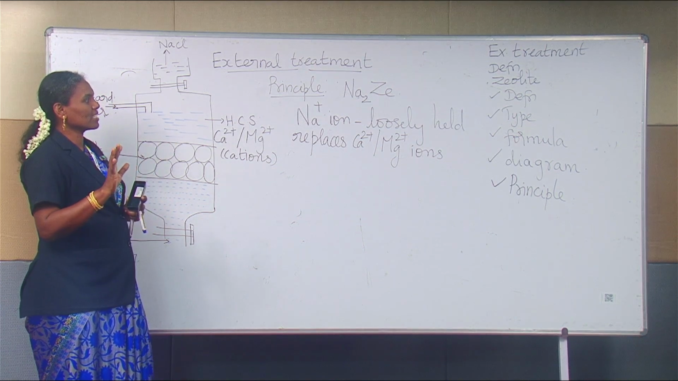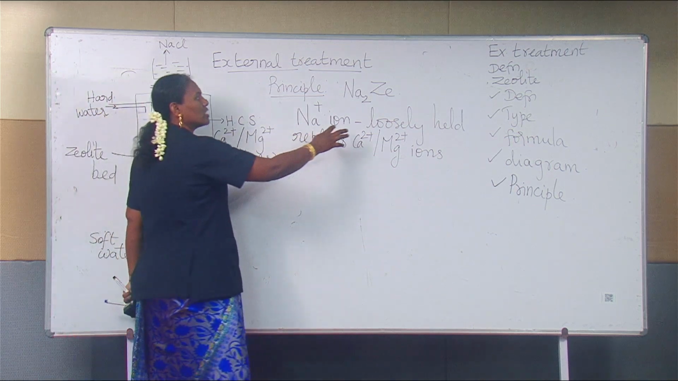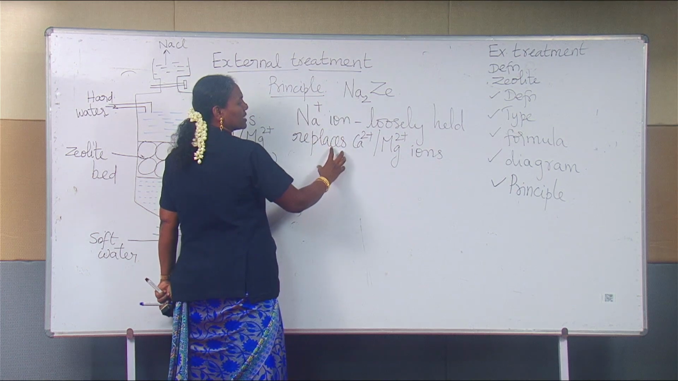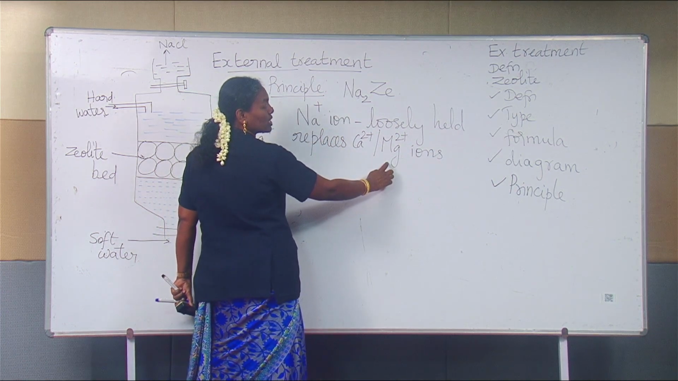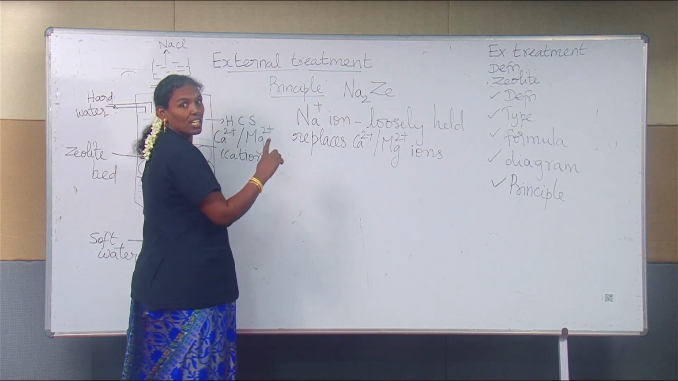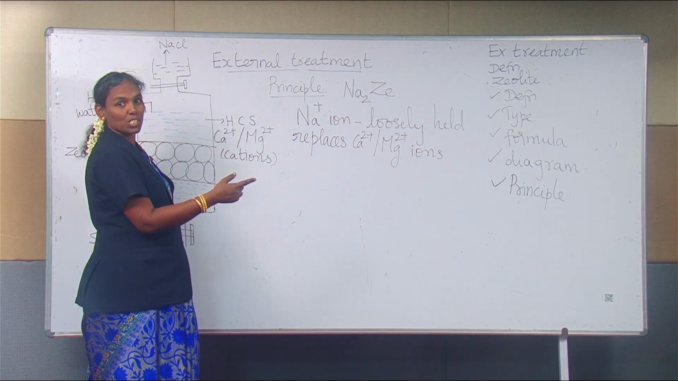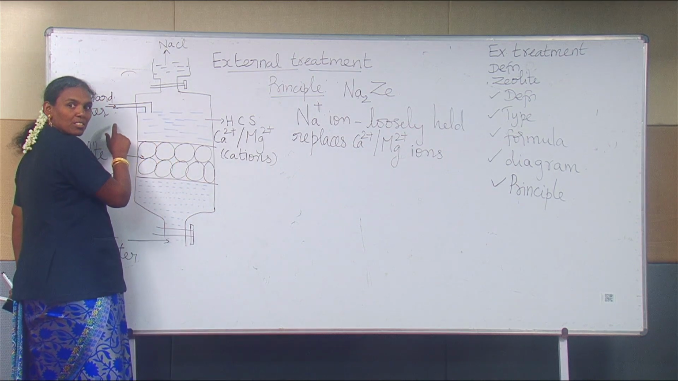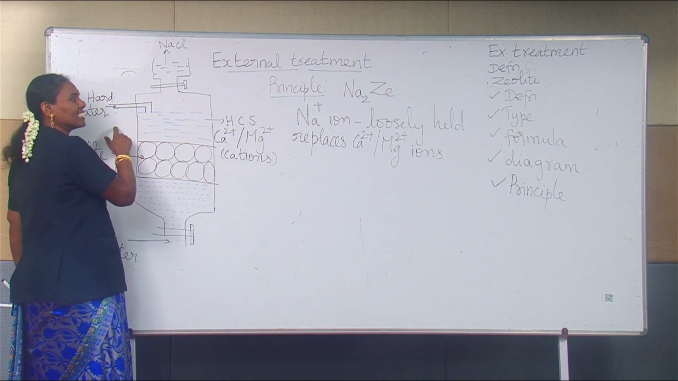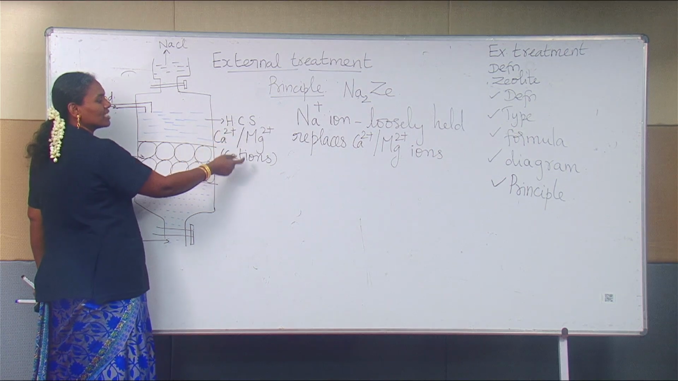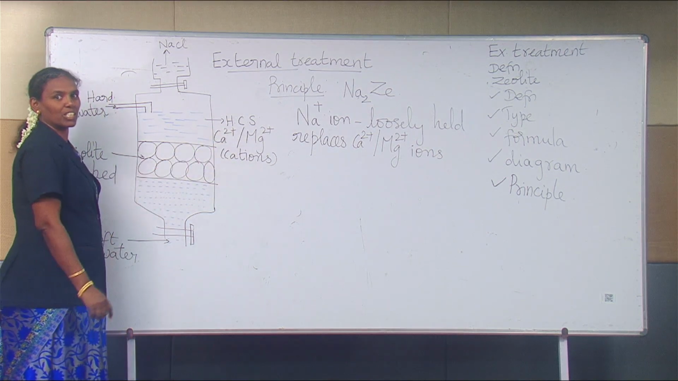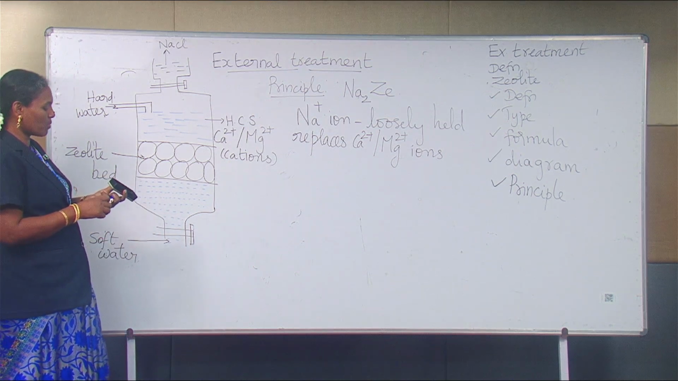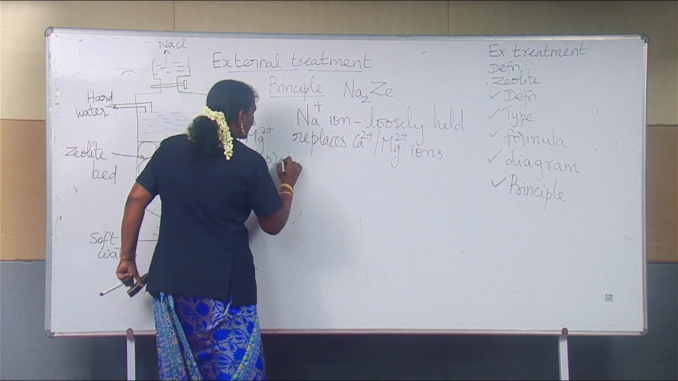So the principle is a simple one: loosely held sodium ions present in the sodium zeolite replace Ca2+ ions and Mg2+ ions. Where are these Ca2+ and Mg2+ ions present? They are present in the hard water. Remember, they are present in the hard water. If you mention this in the diagram itself, you can write it easily. Then we will see how it works, that is, the reactions. Next side heading, reactions.